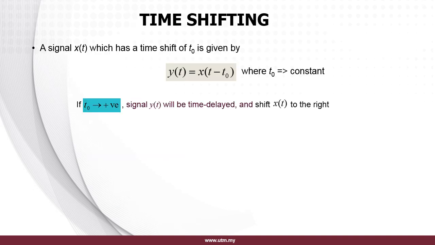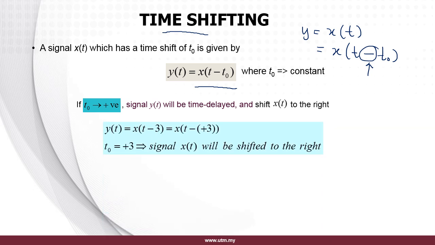Next is again a time-based operation. You need to refer to the general equation. This is the general equation of time shift, a shift of t. Remember the general equation, y(t) equals x(t). Now the new equation becomes x(t minus t naught). You need to remember that for the time shift equation, always compare to this equation using negative. It is not positive.